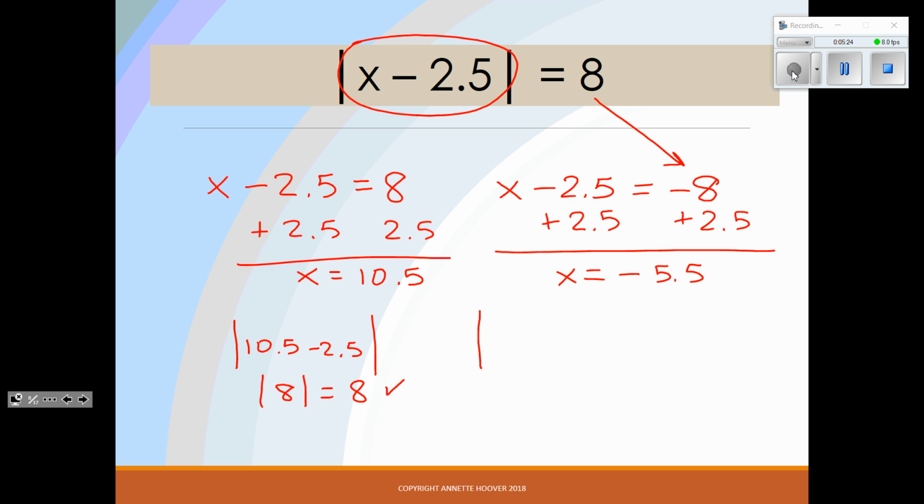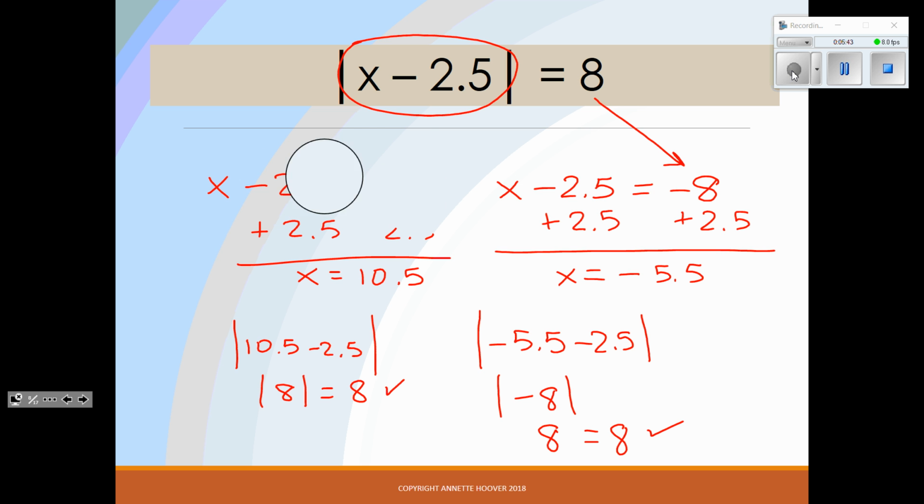On this side, if we were to plug in negative 5 and 5/10 minus, sorry, I forgot my minus sign there, minus 2 and 5/10, that would be a negative 8, but we want the absolute value of that, and that is 8, which is equal to 8. So they both check out.